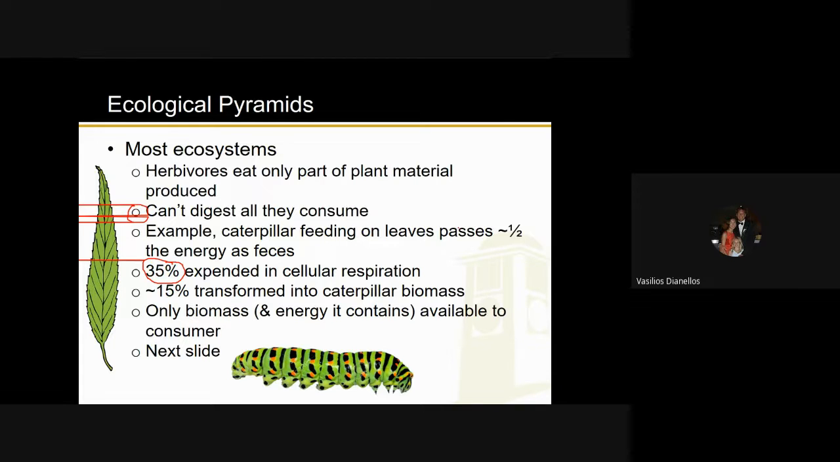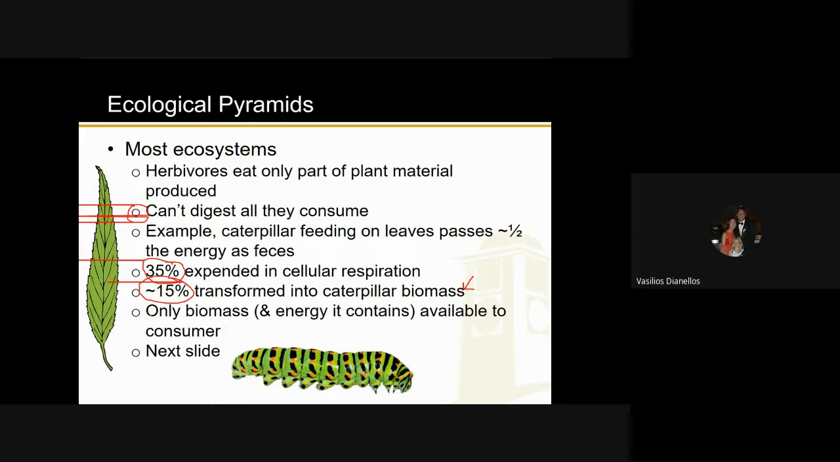And then, again, of the half of the energy that it didn't poop out, about 15% of that is actually transformed into caterpillar biomass. And this goes back to chapter 2 when I was talking about building molecules. It takes energy to build molecules, and this is where that energy comes from. So again, every molecule that makes up that caterpillar is basically a battery, right? It's stored energy. And again, only about 15% of the energy that caterpillar ate and didn't poop out is actually used to build its biomass.